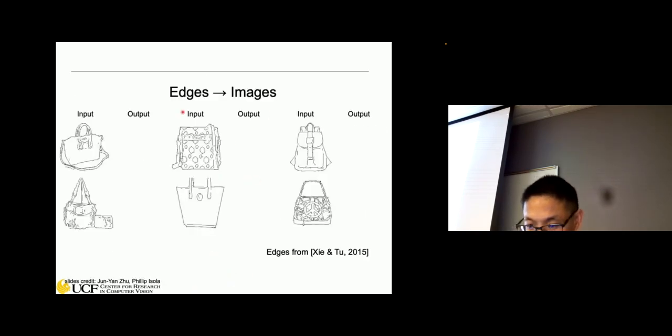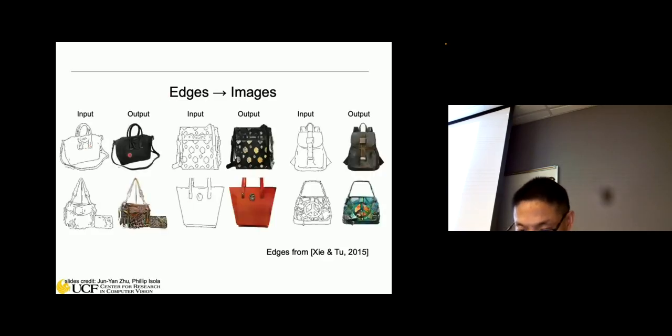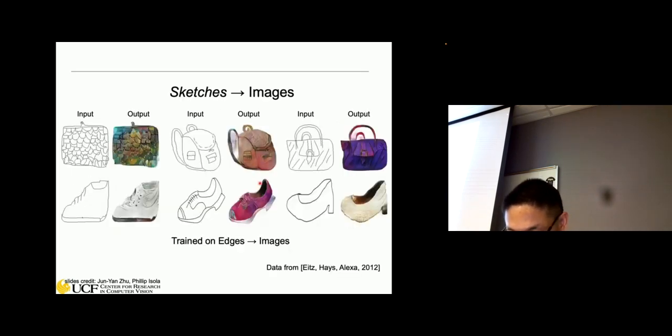So once the conditional GAN is trained, you can do conditional generation. You have this input, and you can generate an image that fits this condition. So that's the sketch to image generation. Okay, so more examples.